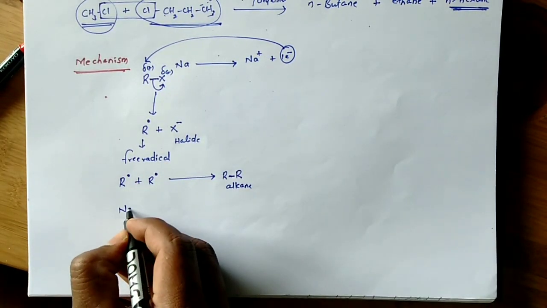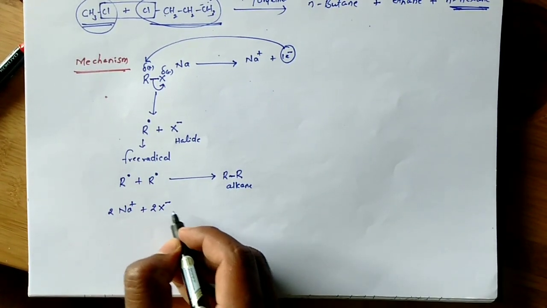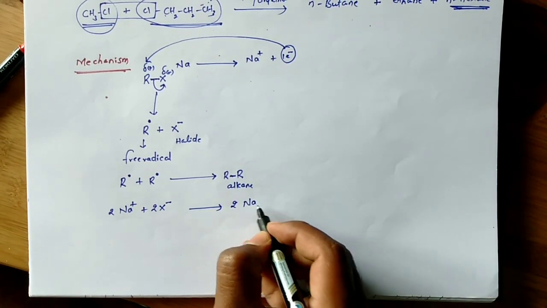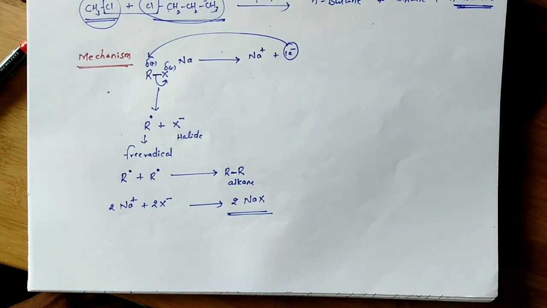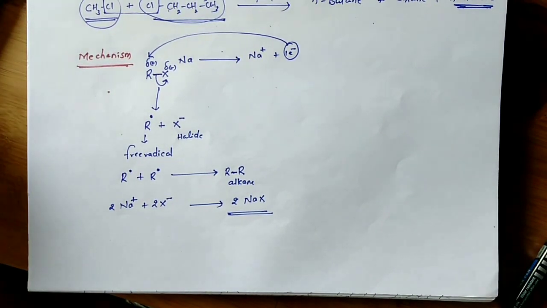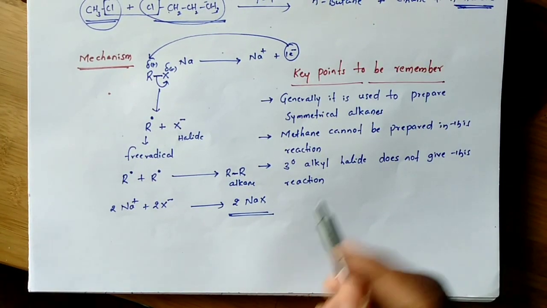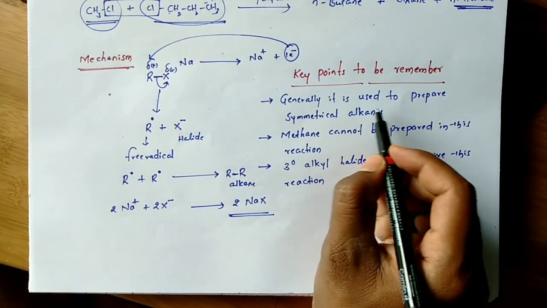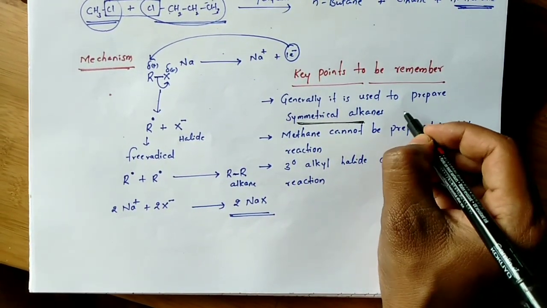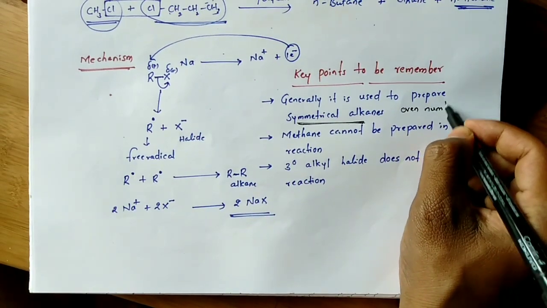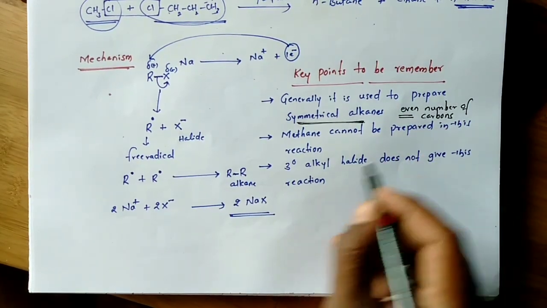Again, two sodium ions and two halide ions will form sodium halides. This is the reaction mechanism of Wurtz reaction. Here we need to remember some important points about this Wurtz reaction. These are the key points to remember. Generally, it is used to prepare symmetrical alkanes. Symmetrical alkanes means the alkanes with an even number of carbons. So this is the point we must remember.